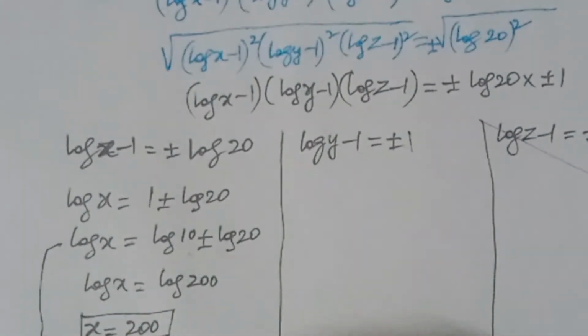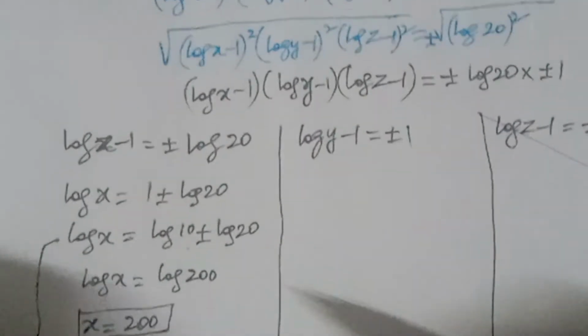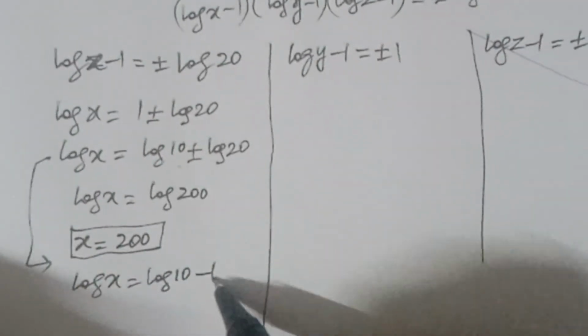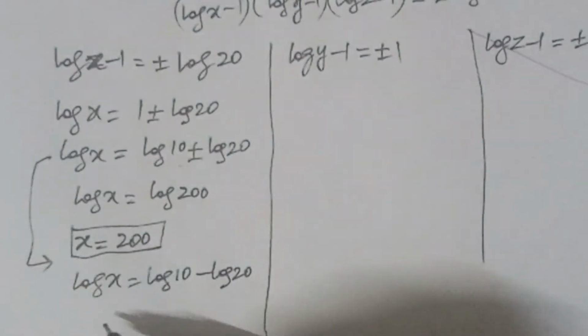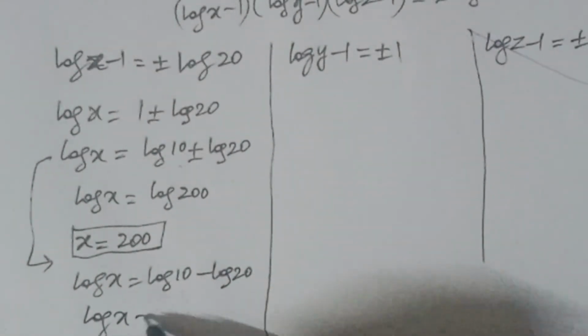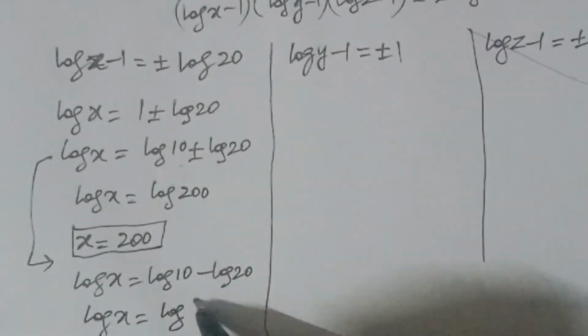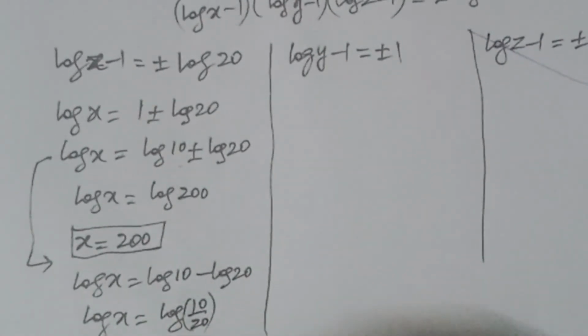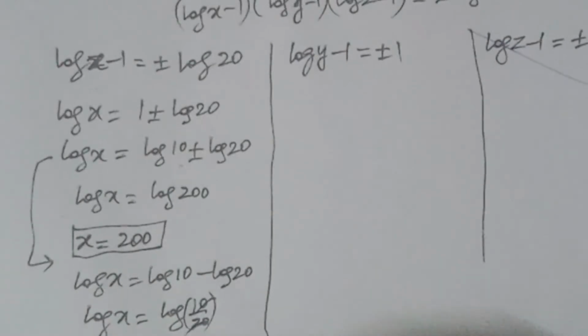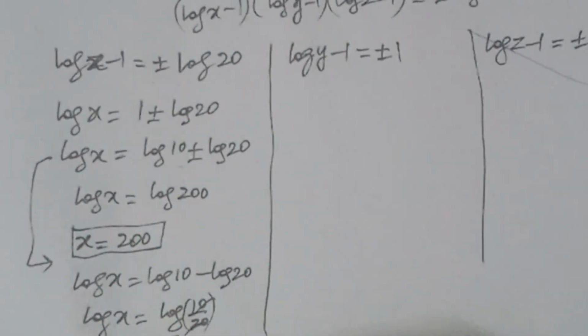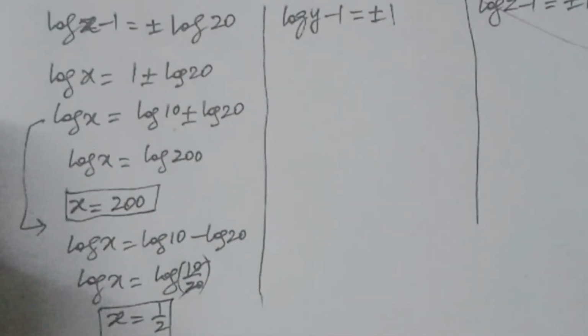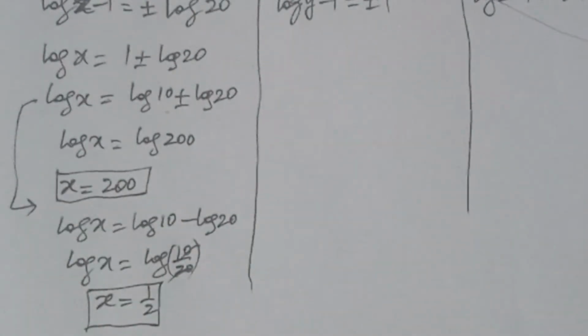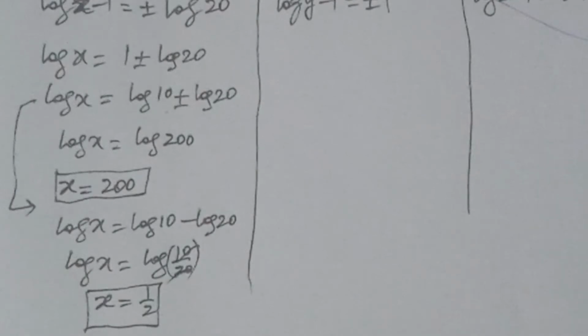So if you take log x is equal to log 10 minus log 20, you will get log x is equal to log 10 by 20, m by n formula. So x is equal to 1 by 2 we will get. So this is another value of x. X value 200 or x value we are getting 1 by 2.